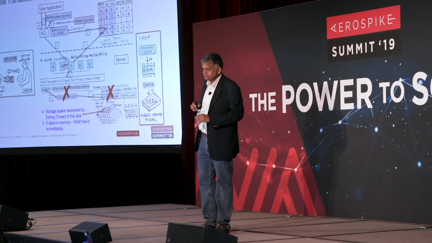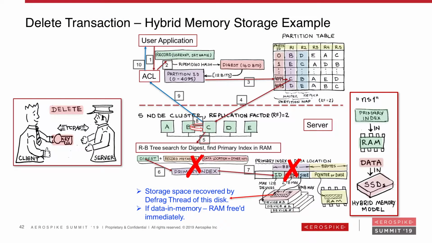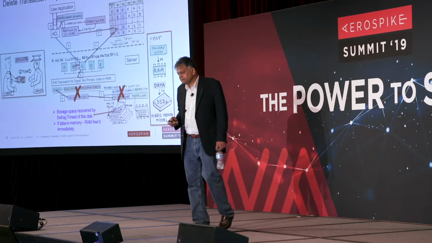And of course, in a delete, all we do is delete the primary index of the key that you want to be deleted from the server. And then the threads in the device that maintain or defrag the device will recover this space eventually. If your data is in memory, then the RAM is freed right away. But if it is on device, it will be picked up by the defrag cycles. So that's how deletes work.